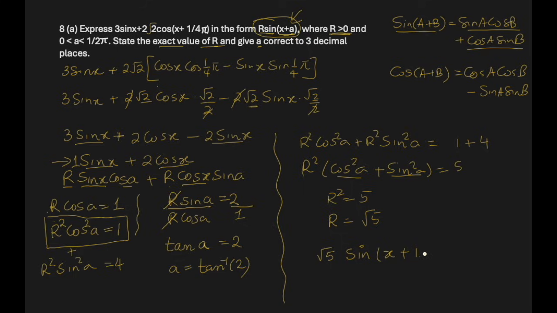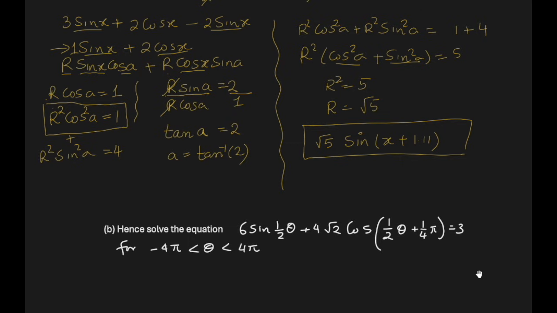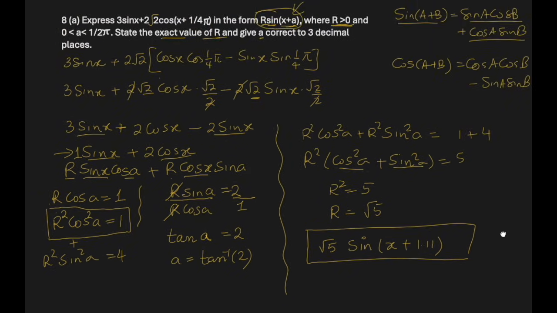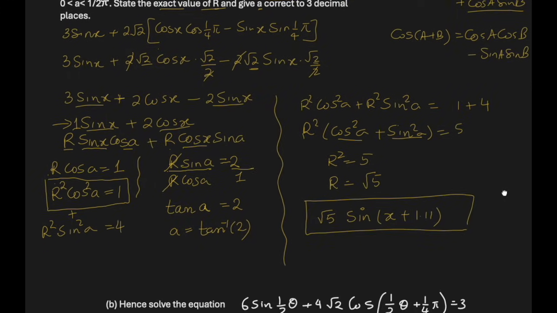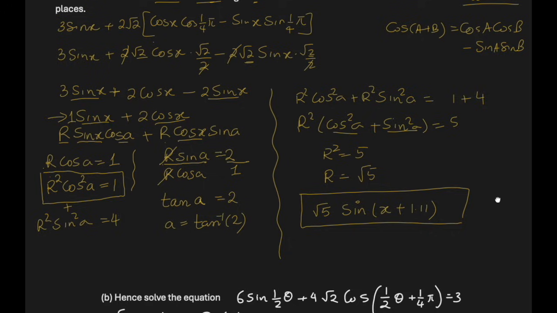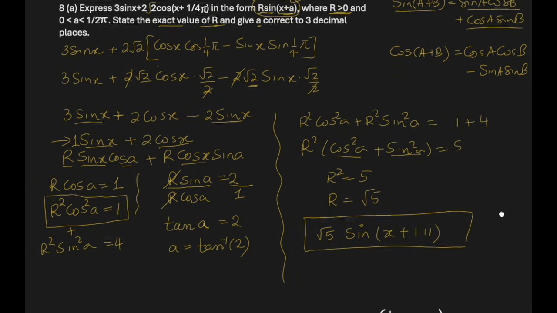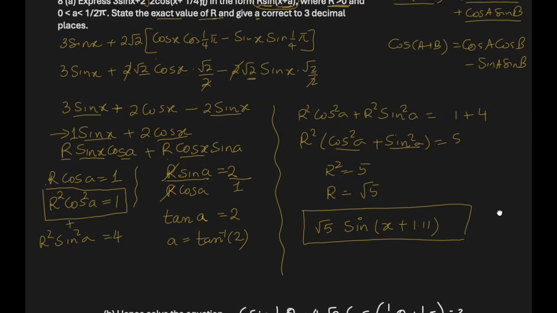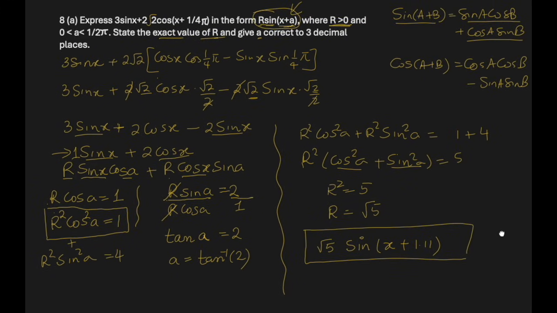What I'm getting here is 1.11 radians, and this is the format. Okay, this B part also. Hence, solve the equation. This, what is the relation? 3 sin x, that means it's doubled. Sine okay, and 2 square root 2 is also doubled. Half theta plus 1/4 pi.